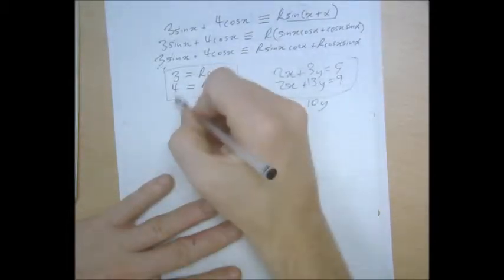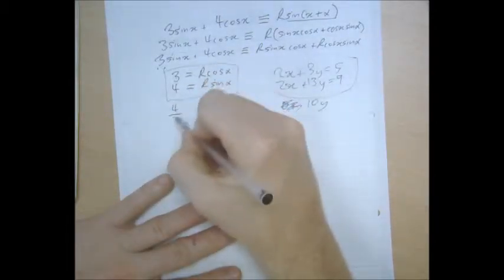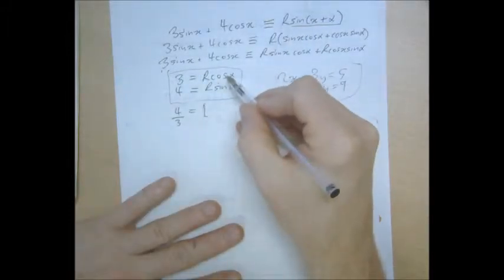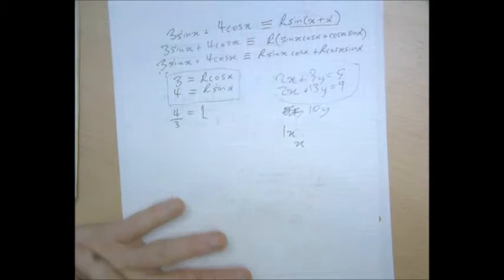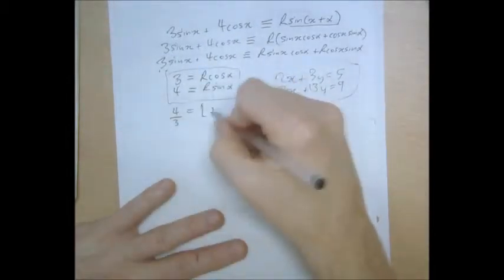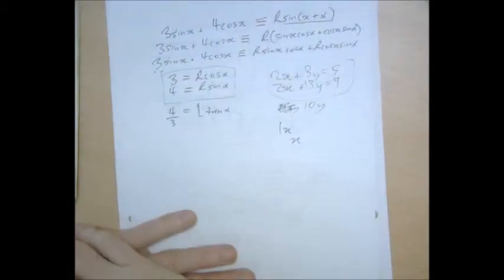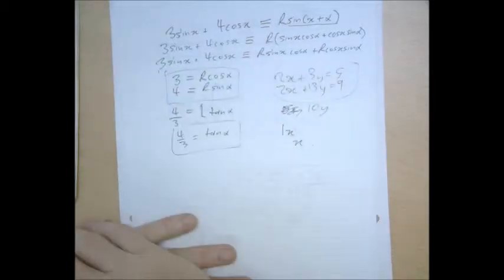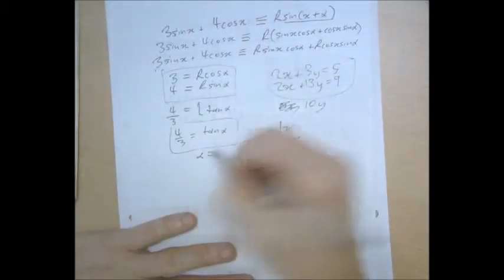Get this. 4 divided by 3. 4 over 3. R divided by R, 1. Sin alpha divided by cos alpha is tan alpha. How beautiful is that? Okay? And I'll leave out the 1 obviously. And get this, that fits the peanut template, which means you can just swish it straight into the calculator.